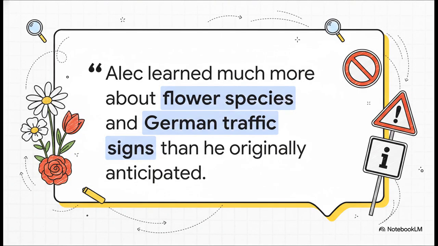Now, this new way of doing things comes with its own funny challenges. Since everything depends on the text you use, the researchers often had to come up with clever descriptions, which led to this amazing footnote in the actual paper where they admit one of the authors basically had to become a temporary expert on flower species and German traffic signs just to write good prompts. It's a great reminder that with this kind of AI, the words you choose matter a lot.